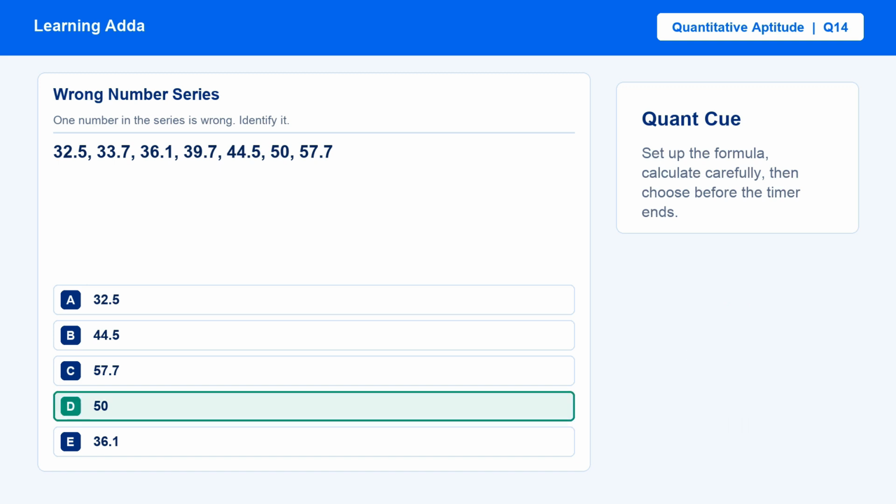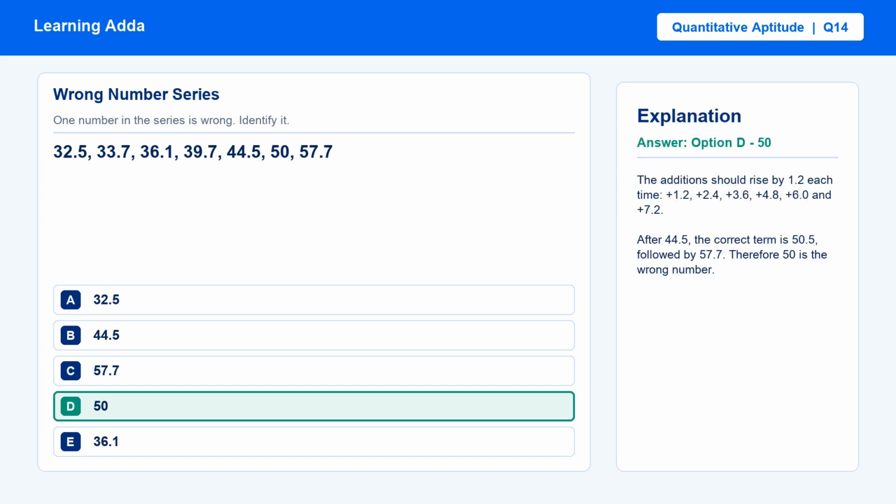The answer is option D 50. The additions should rise by 1.2 each time, that is plus 1.2, plus 2.4, plus 3.6, plus 4.8, plus 6.0 and plus 7.2. After 44.5, the correct term is 50.5, followed by 57.7. Therefore 50 is the wrong number.